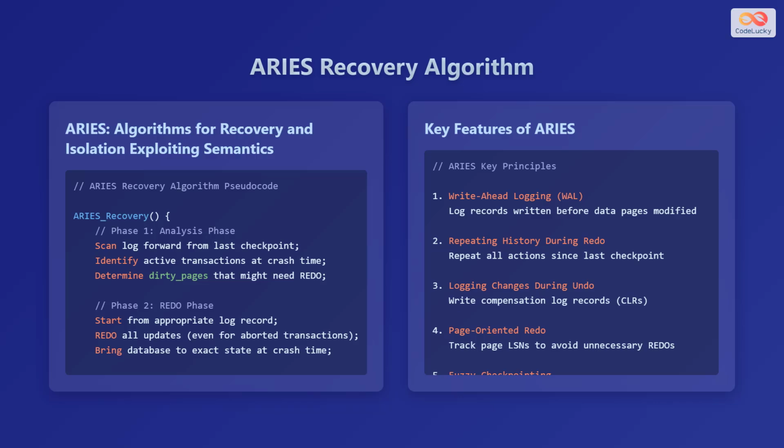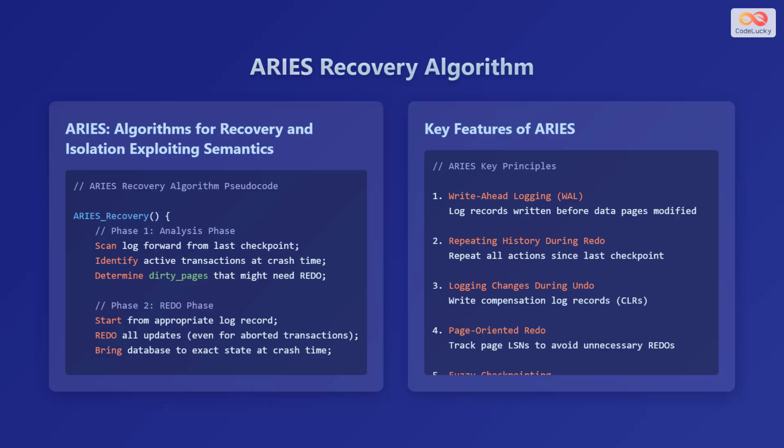The Algorithms for Recovery and Isolation Exploiting Semantics, or ARIES, recovery algorithm is a sophisticated method for database recovery. The ARIES recovery process includes 3 phases. First, the analysis phase scans the log forward from the last checkpoint, identifying active transactions at the crash time and determining dirty pages that might need redo. Second, the redo phase starts from an appropriate log record and reapplies all updates, even for aborted transactions, bringing the database to its exact state at the time of the crash. Finally, the undo phase rolls back all active transactions at the time of the crash, processing transactions in reverse order and writing compensation log records.